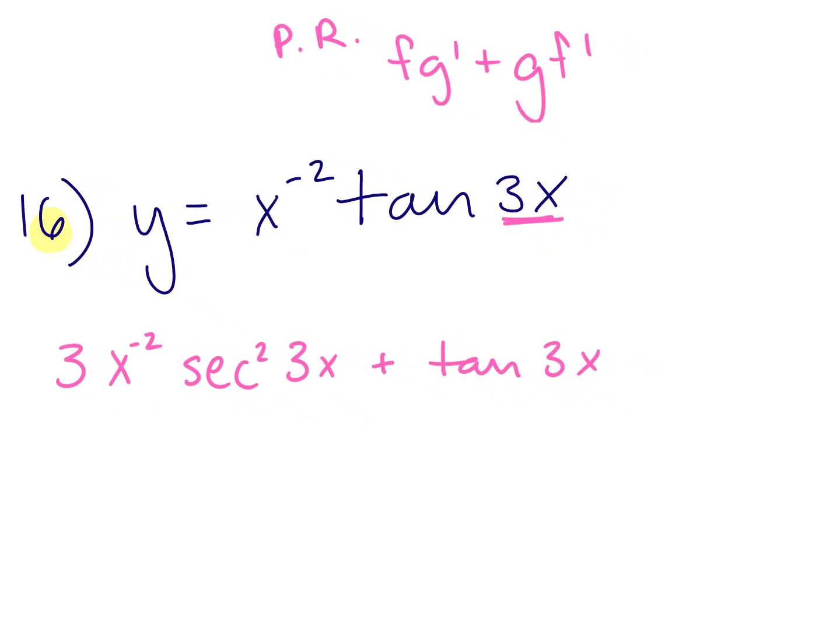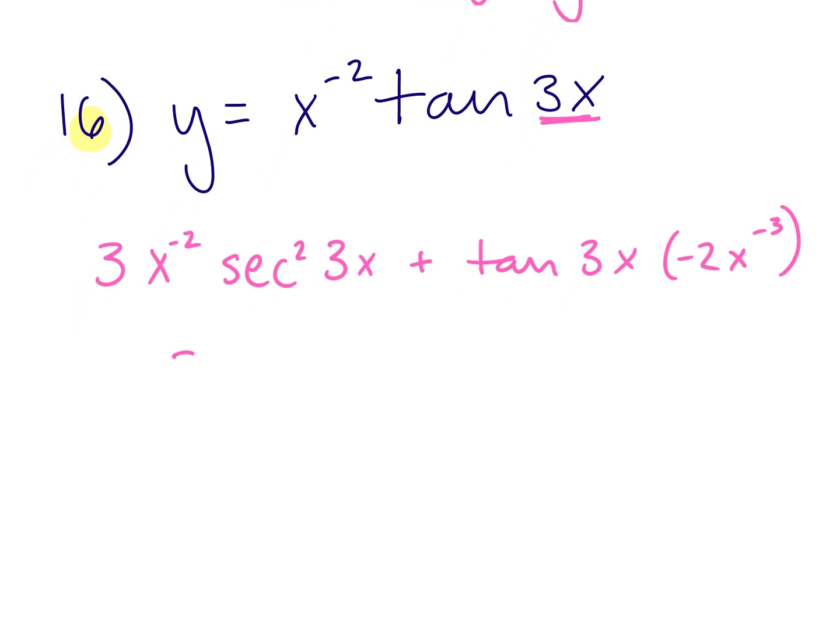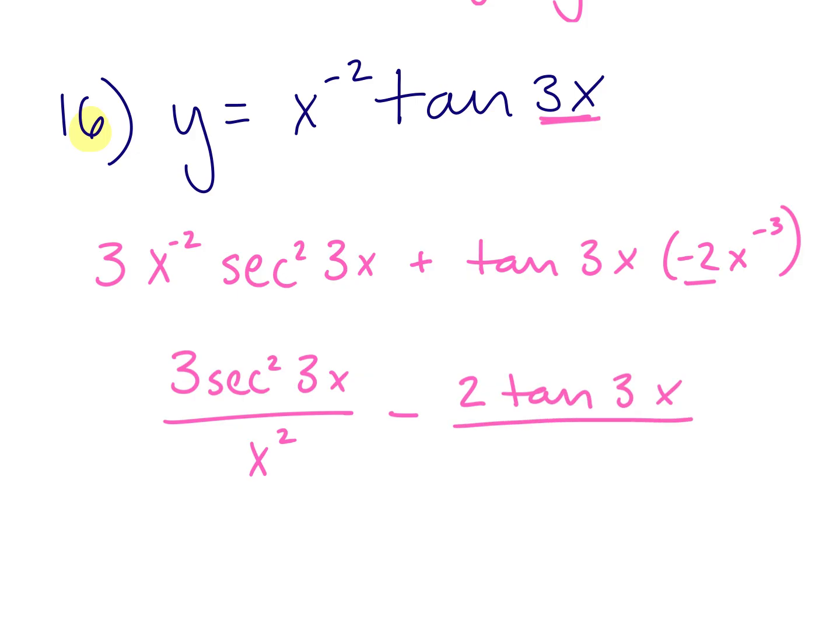What's the derivative of x to the power of -2? -2x to the power of -3. Perfect. So we could rewrite this. We have 3 secant squared 3x over x squared plus, or actually this would be minus since it's -2. So -2 tangent of 3x over x cubed.